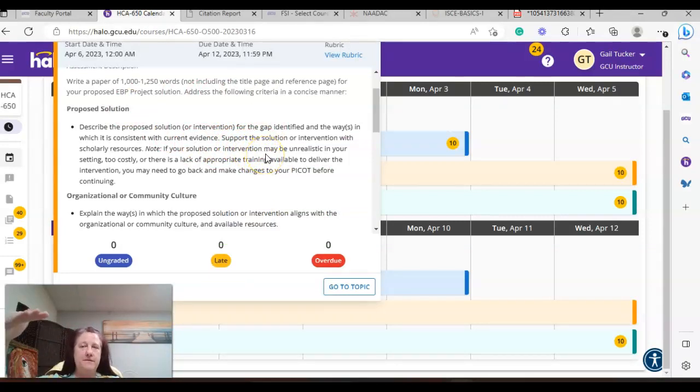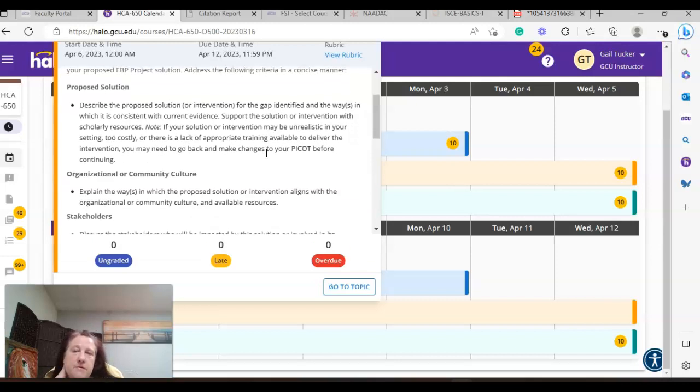So I would put a header for that: describe the proposed solution, heavily cited, in a paragraph or two describing your solution, and why that solution or intervention is based on evidence, by more than one source. You have your main article that you are basing it on, but then you have your collateral information too. Who else tried this solution and how is it based on evidence, okay?